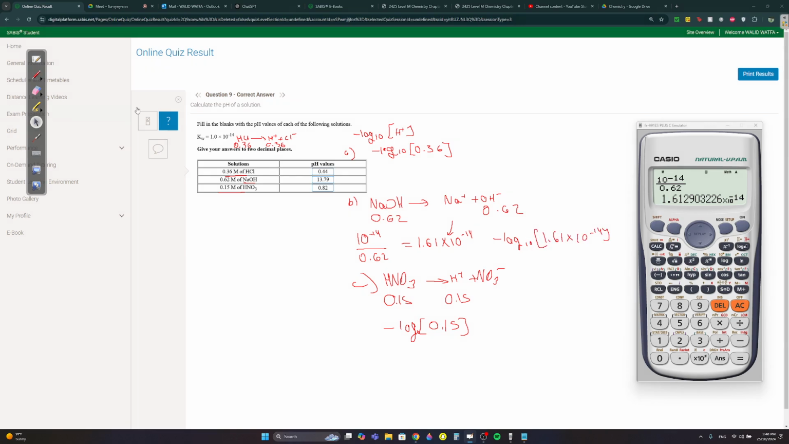Now let's calculate them. Part A, minus log base 10, 0.36. It doesn't matter, guys. You're going to get 0.44 to 2 decimal places. The second one, minus log this 1.61 times 10 to the power of minus 14. 13.79 to 2 decimal places. Third one, minus log 0.15. You're going to get 0.82.